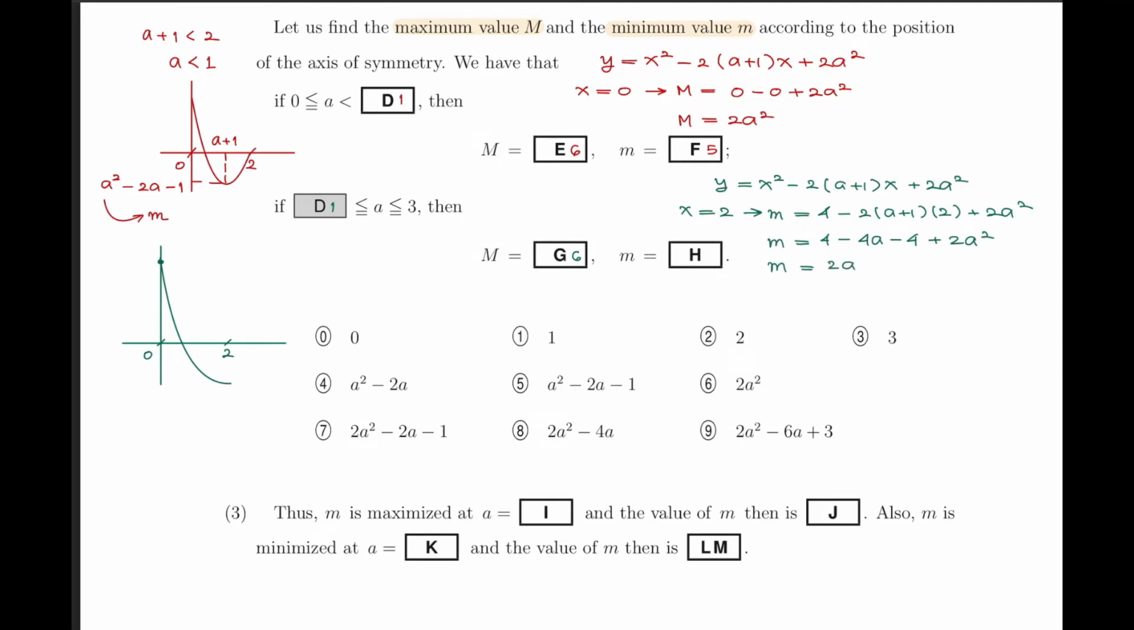So m is equal to 2a squared minus 4a. This is the answer for letter H. 2a squared minus 4a is in number 8. So letter H is number 8.